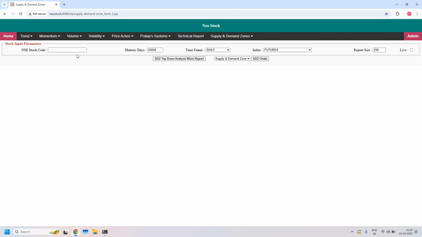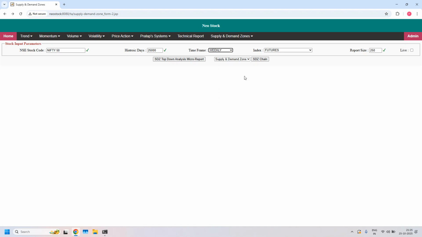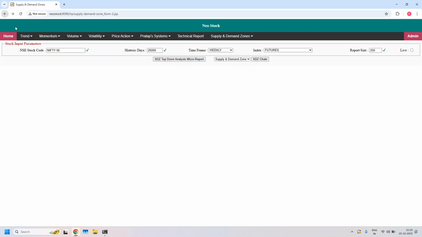Next, I will generate NIFTY and BANKNIFTY supply demand zone chain reports. First, I am generating monthly supply demand zone chain for NIFTY. Okay, next I am generating weekly supply demand zone chain for NIFTY. Next I am generating daily supply demand zone chain for NIFTY.